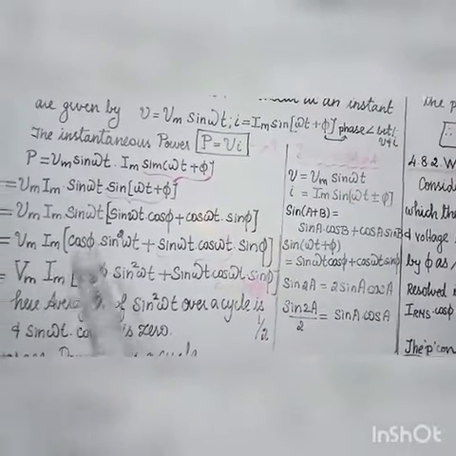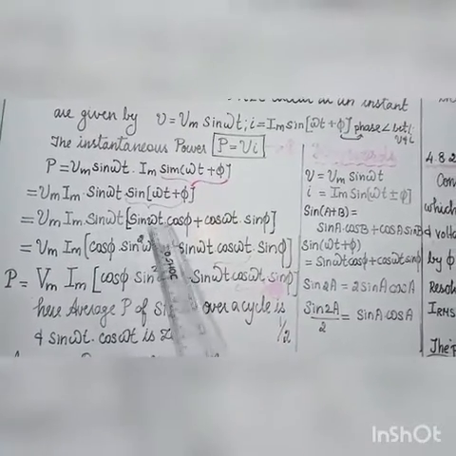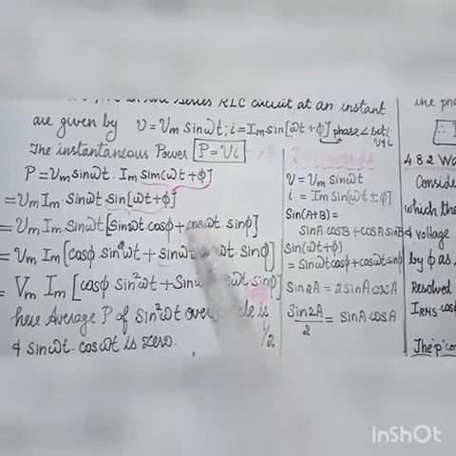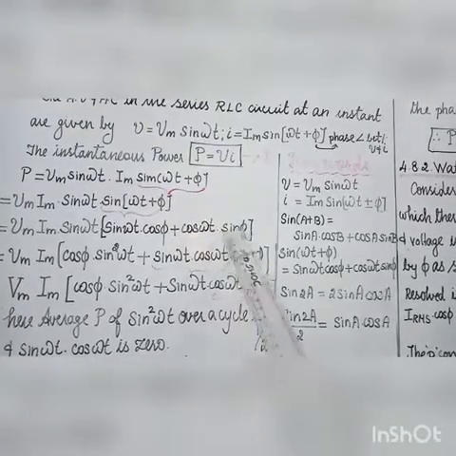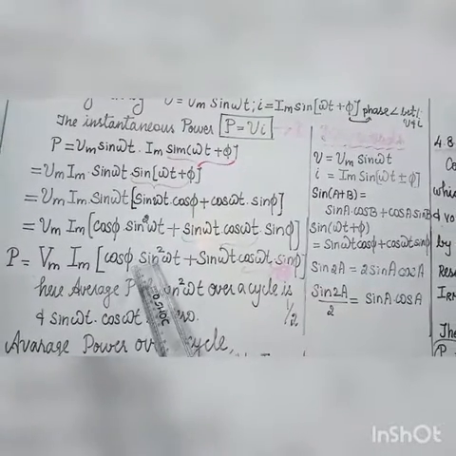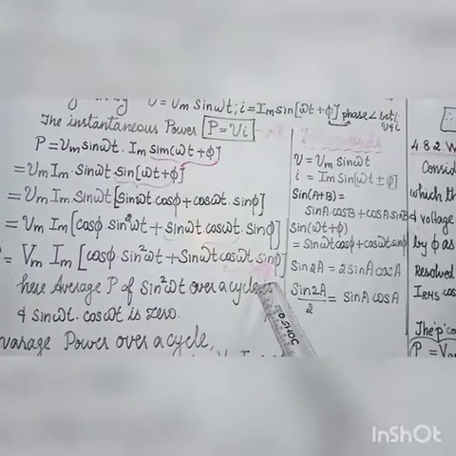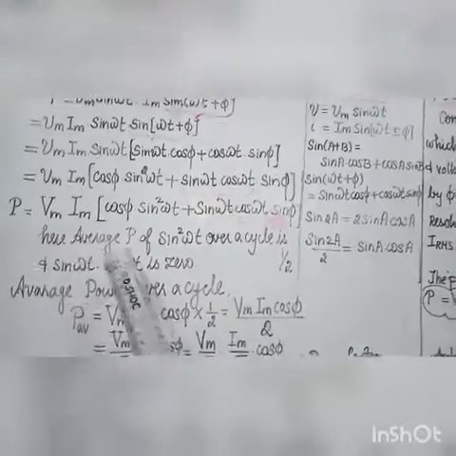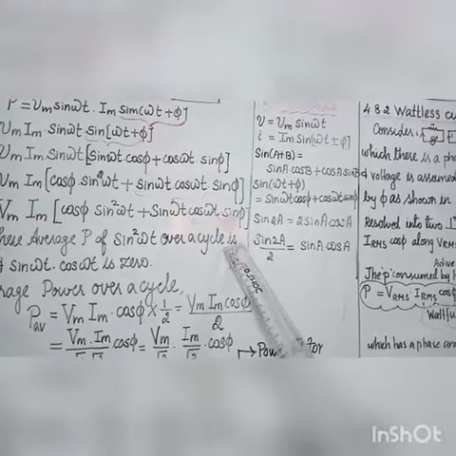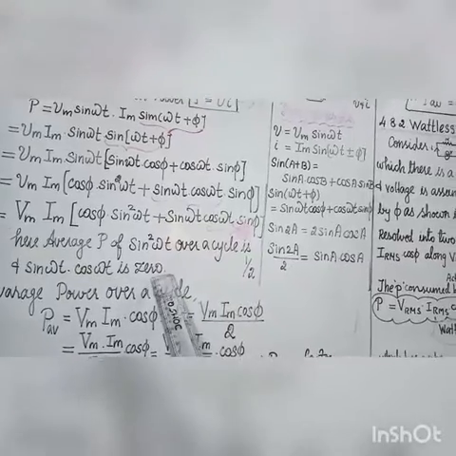Now Vm Im are constants. Multiplying sin omega t inside the bracket: Vm Im cos phi sin squared omega t plus sin omega t cos omega t sin phi. This is equation number 2. This is the power. Here the average of sin squared omega t over a full cycle is half, and the average of sin omega t cos omega t is equal to 0.